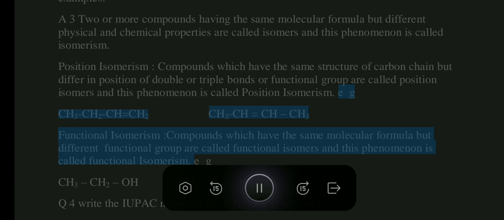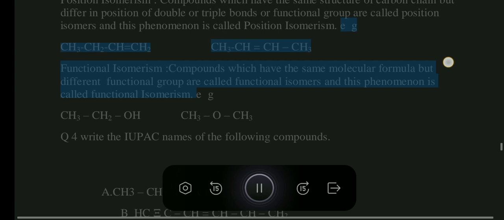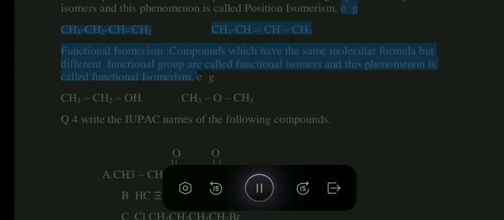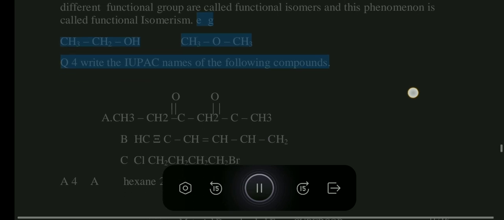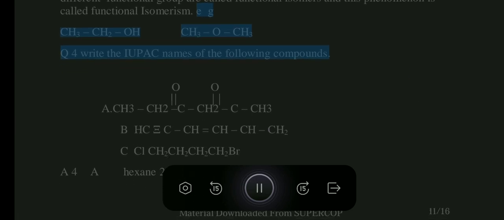Functional isomerism: Compounds which have the same molecular formula but different functional groups are called functional isomers, and this phenomenon is called functional isomerism. E.g., CH3CH2OH and CH3OCH3. Q4. Write the IUPAC names of the following compounds.